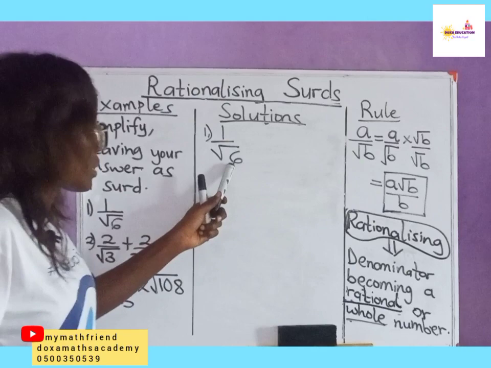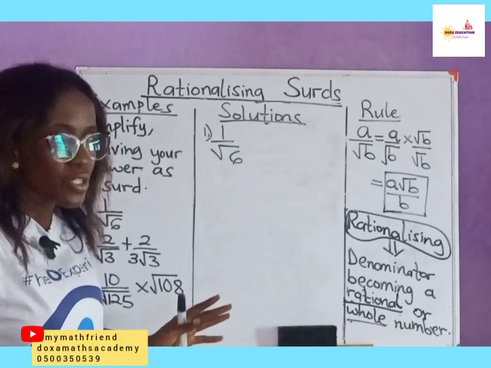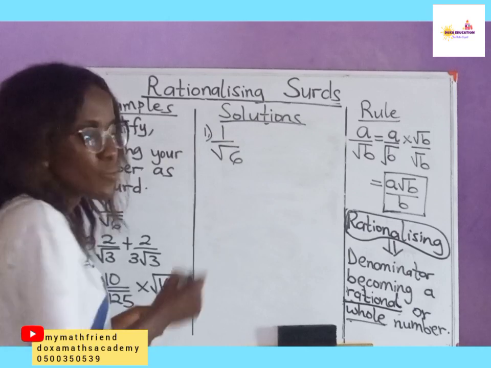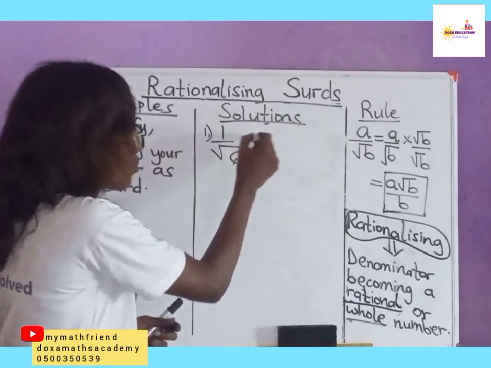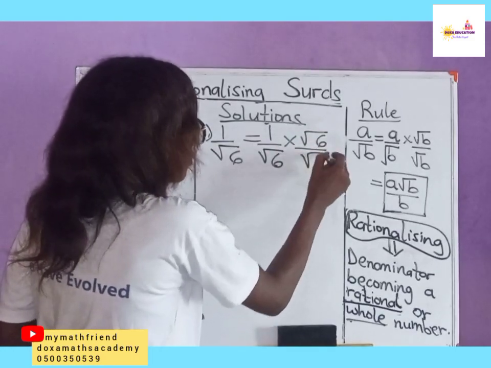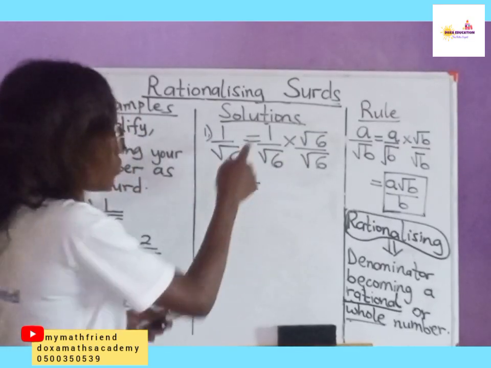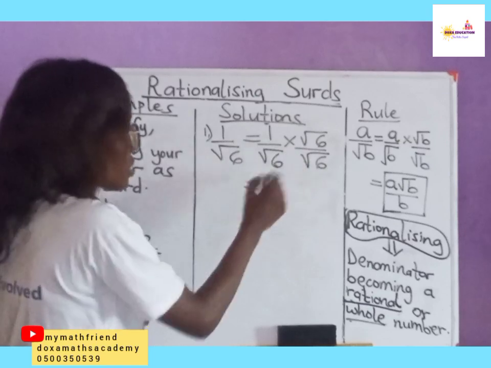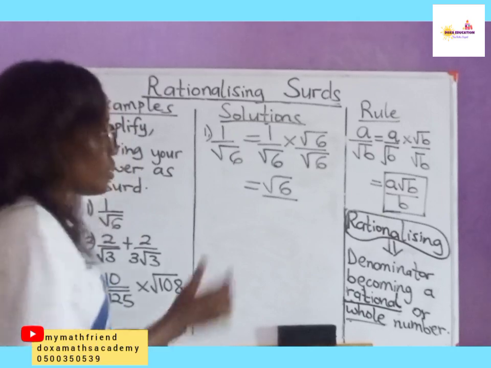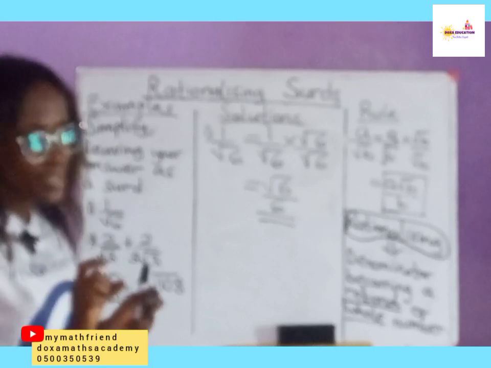Now, the denominator, root 6, is a surd, and 6 is not a perfect square, so we can't find its square root. So we rationalize it: multiply both the numerator and the denominator by the denominator. So this becomes times root 6 over the same root 6. You see that? This is equal to numerator by numerator: 1 times root 6 is root 6. Denominator by denominator: root 6 times root 6 is 6. And this is our answer. Very simple.